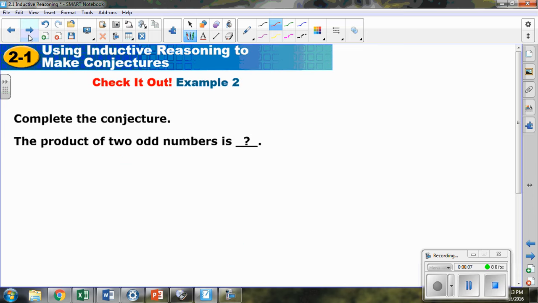What about here? The product of 2 odd numbers is, okay, we have a guess for even. We have a guess for odd. These are examples of conjectures. We don't know immediately if we're right or if we're wrong. We would have to do some further investigation. But we could make our conjecture.